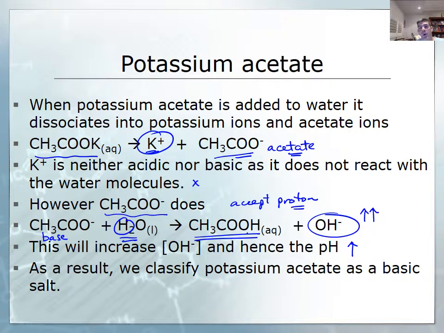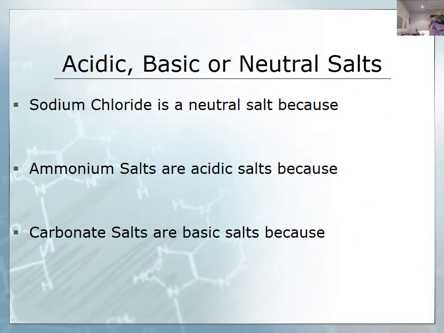As a result, what we do with potassium acetate is we classify it as a basic salt. That's because the acetate ion can interact with the water molecules in order to increase the pH of the solution and make it more basic. Now this of course applies to a number of other salts as well. So it means that each time we're looking at salts, we can actually start to classify them.